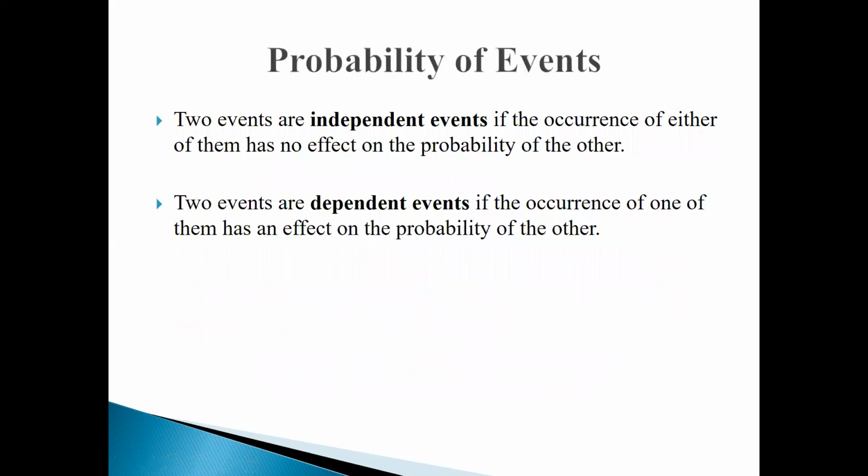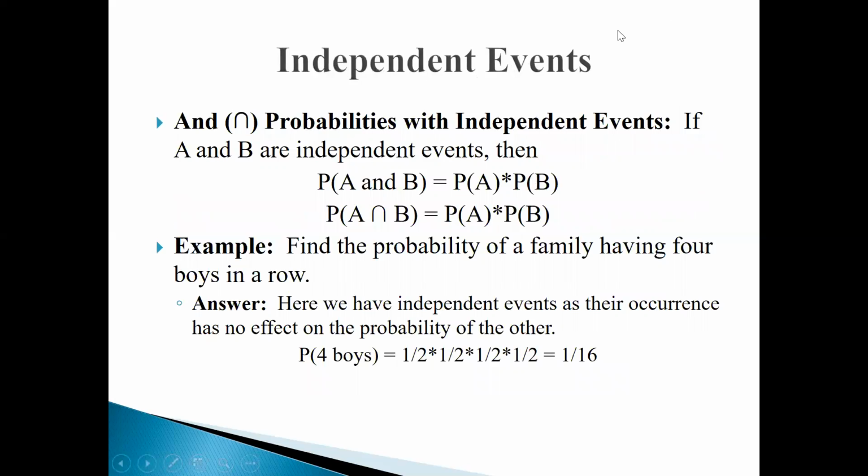Now, probability events. We have independent events and dependent events. 2 events are independent if the occurrence of either of them has no effect on the probability of the other. Now, 2 events are dependent events if the occurrence of one of them has an effect on the probability of the other. So independent events first. Let's look at AND probabilities with independent events. So if A and B are independent events, then probability of A and B, or the probability of A intersect B, is equal to the probability of A times the probability of B.